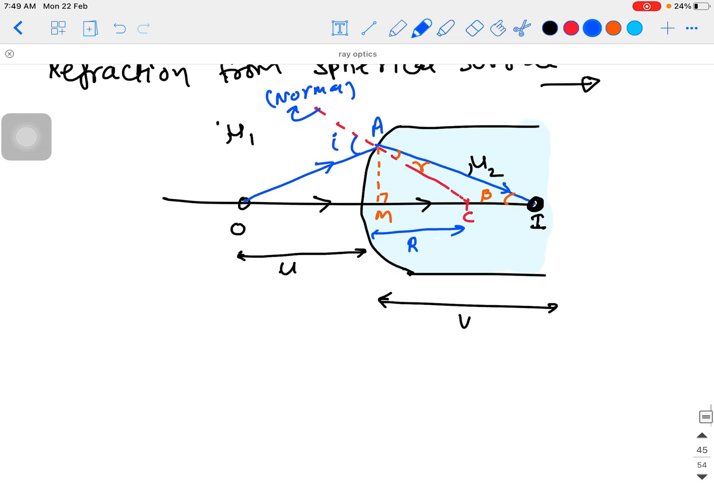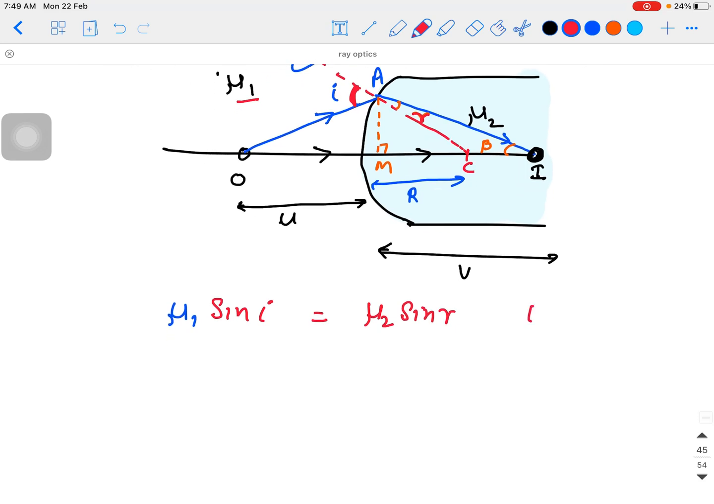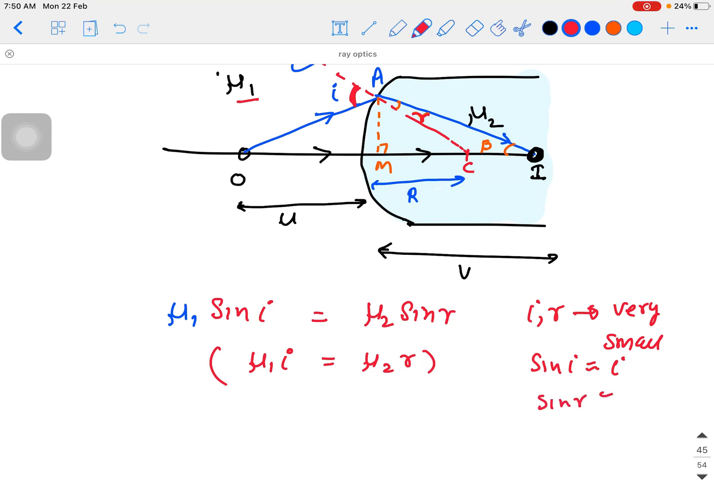Now I will apply Snell's law, first at point A. Refractive index mu1, with angle of incidence I: mu1 sin I is equal to mu2, with the angle of refraction R, so mu2 sin R. Now we will assume that I and R are very small. Then I can write mu1 I is equal to mu2 R, since for small angles sin I is approximately equal to I, and sin R is approximately equal to R.